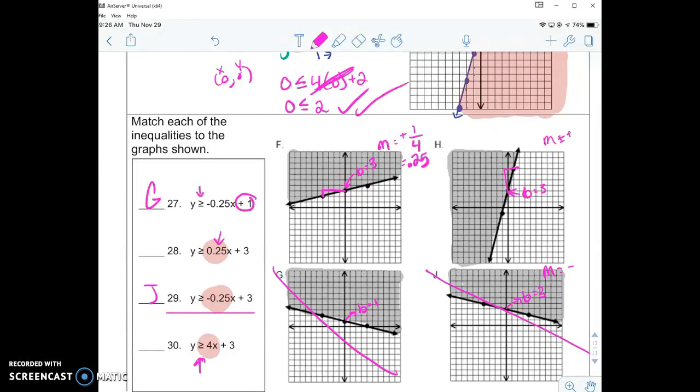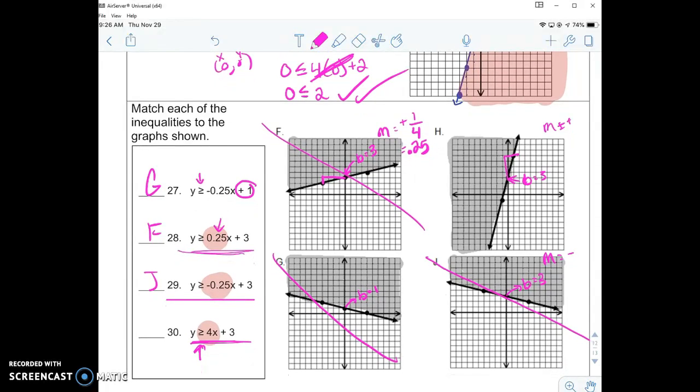Number 28 says y is greater than or equal to 0.25x plus 3. Number 30 is y is greater than or equal to 4x plus 3. So the only one with a slope of 0.25 is number 28. Just to double check that H has a slope of 4, on graph H I'm going up 1, 2, 3, 4, and over 1. The slope of 4 over 1, or just 4, has to go with number 30.